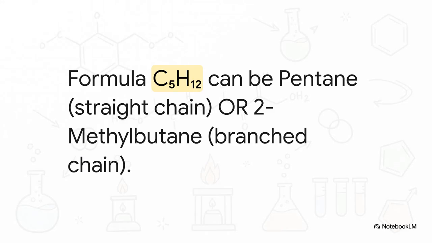Let's look at an example to make it clear. Take the formula C5H12. This could be pentane, which is just a straight chain of 5 carbons. Or it could be 2-methylbutane, which has a chain of 4 carbons with a 1-carbon branch. See? Same formula, C5H12, but a different carbon skeleton. These 2 are chain isomers.